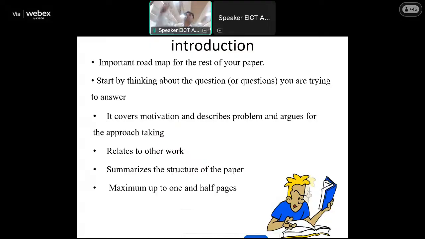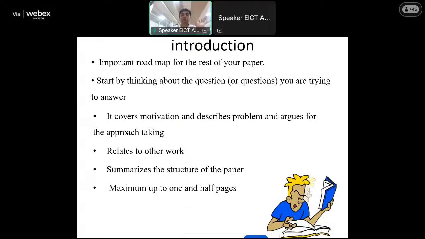Related work can also be part of the introduction, or you can have a separate section. And finally, you will summarize the structure of the paper. Ideally, your introduction could be 1 or 1.5 pages. Please do not write an introduction of 5 pages. I am talking about single space. Okay. If it is double space, then you need to consider accordingly. But the introduction should be short, about 1.5 pages, not more than that.